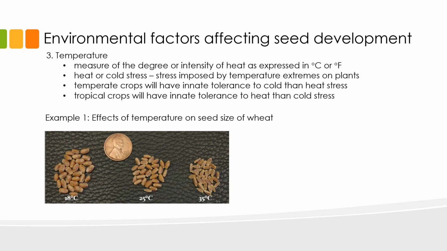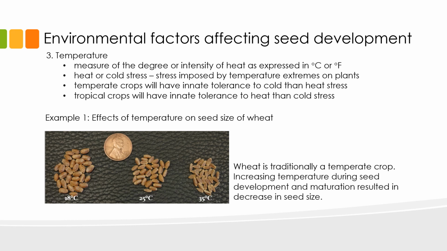Wheat is a traditionally temperate crop and therefore requires lower temperature compared to tropical crops like rice, for example. In this panel, you can see the gross morphology of seeds harvested from plants maintained at 18, 25, or 35 degrees Celsius during seed development and maturation. Based on these pictures alone, you can see that increasing temperature resulted in the reduction in the size of the seeds. The higher temperature may have caused a rapid desiccation of seeds during maturation, thereby giving smaller seeds.